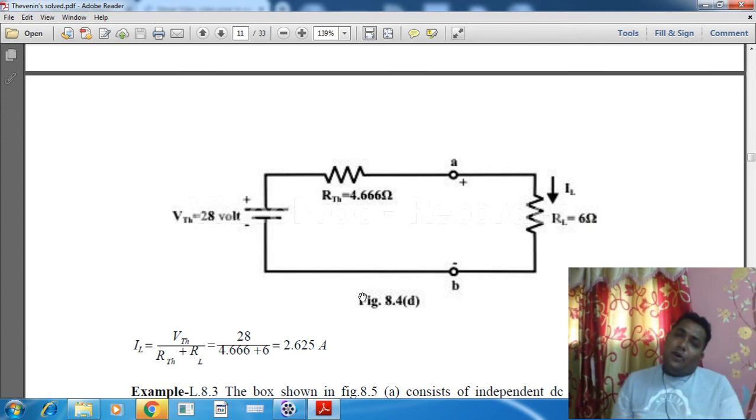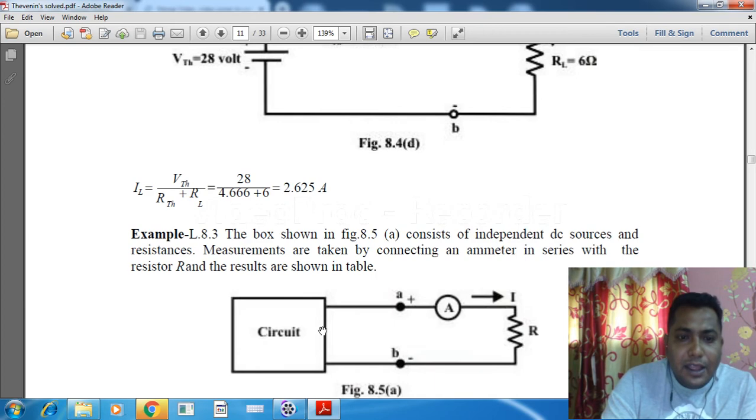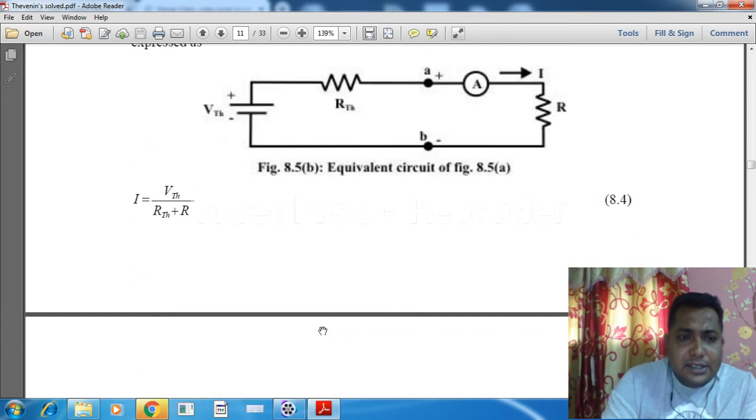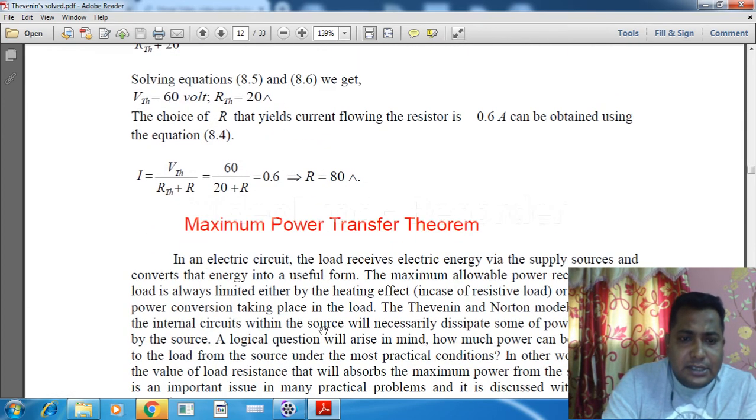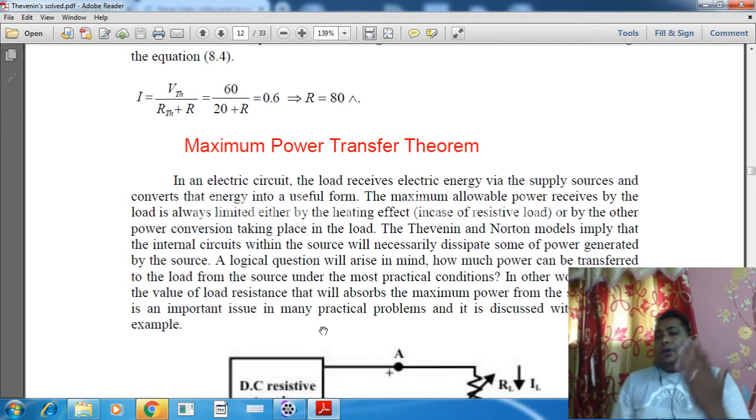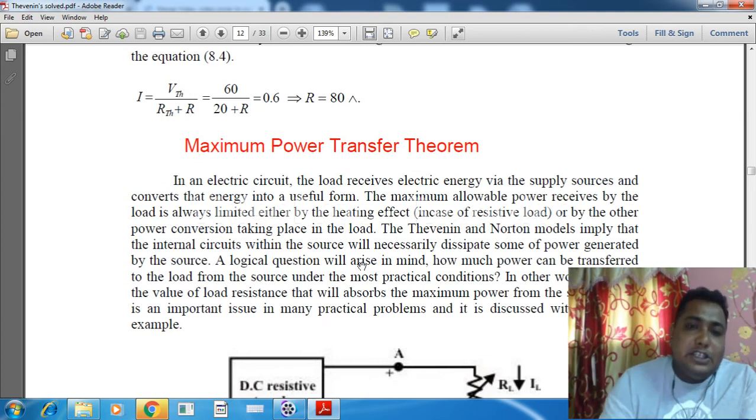So if we follow these 3 steps, it will be very easy to solve any kind of Thevenin's or maximum power transfer theorem problem. So this is all about Thevenin's theorem, which we have already discussed. Now coming to the maximum power transfer theorem.